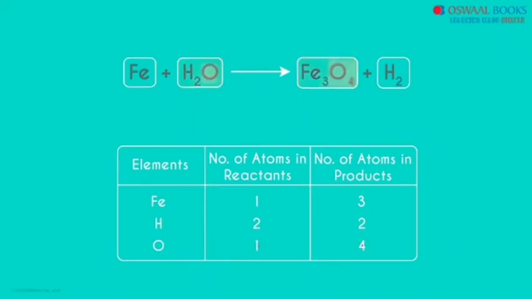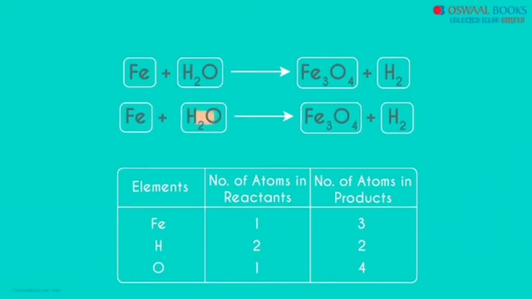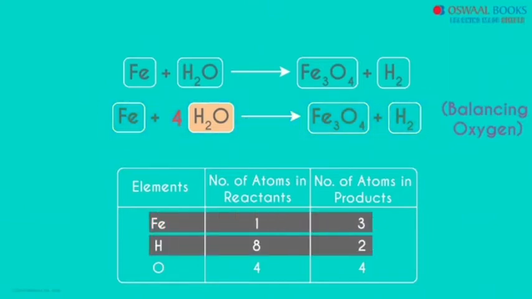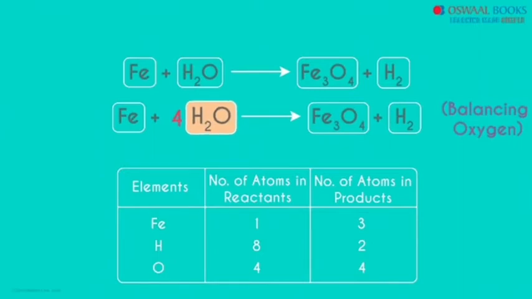So to balance the number of oxygen atoms, we multiply this compound with 4. So the number of oxygen atoms on each side is 4 now. This is a partly balanced chemical equation. But the iron and hydrogen atoms are not balanced now. When we multiplied this compound with 4, the number of hydrogen atoms on the left became 8 and that on the right is still 2.